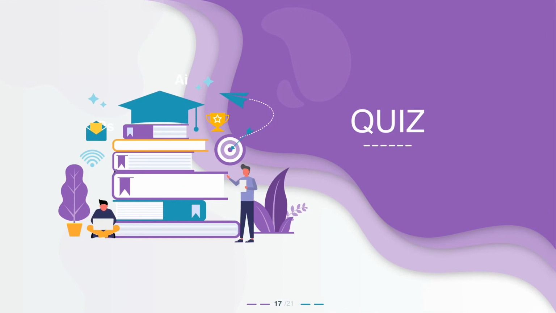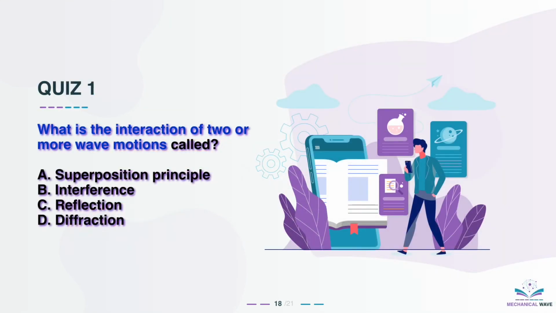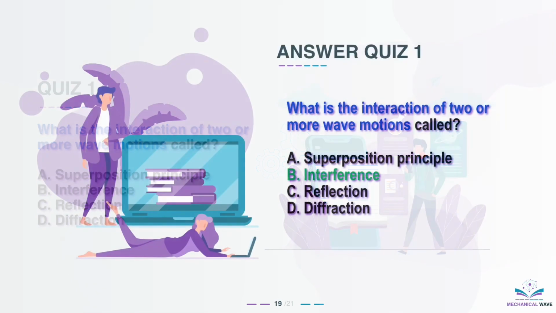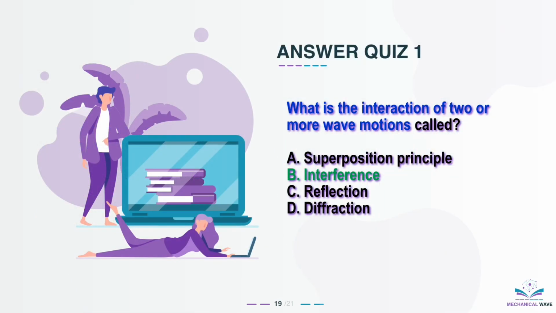Let's do some simple quizzes to check your understanding. Here is question 1. Please choose the correct answer. If your answer is B, then it is correct. This is because the phenomenon of wave interaction is called interference, while the principle that we use to explain the phenomenon is the superposition principle.